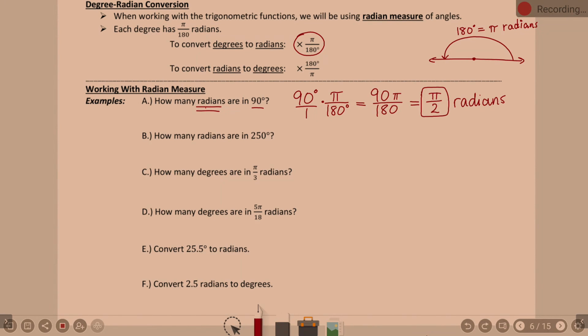We had left off, I believe, in your class after A, right? Yeah. We had changed 90 degrees and came up with it is equivalent to pi over 2 radians. Okay, thoughts on 250 degrees? What are we going to do with 250 degrees to get it into radians?